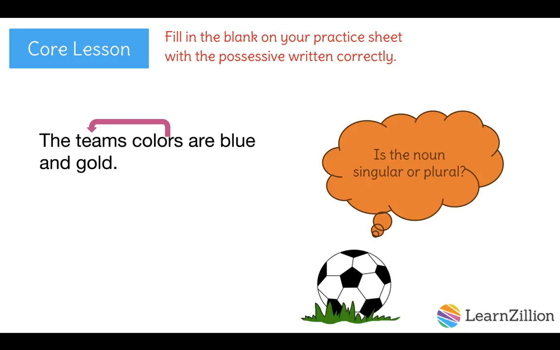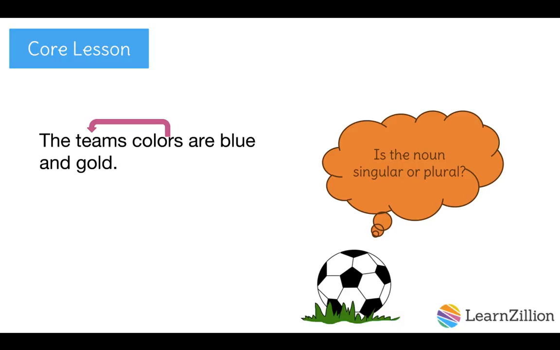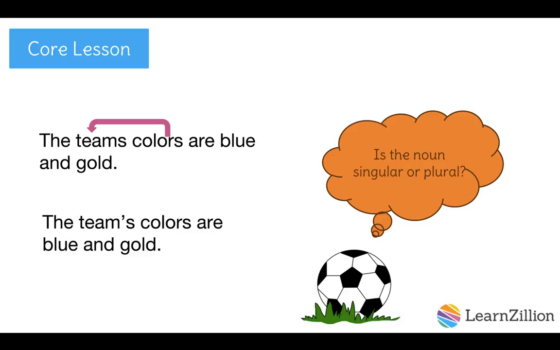Did you follow the rule for singular nouns? I did. Here's how I revised my sentence. The team's colors are blue and gold. When the noun is singular, to make it possessive, we put an apostrophe S at the end. Let's try another one.